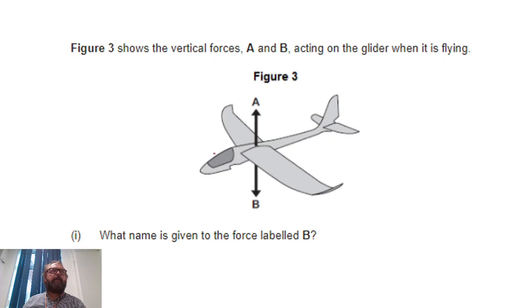Okay, next diagram is a glider, and you've got arrows for forces. It's very common to have to label these arrows or describe what the arrows are telling you, and we should be confident that this arrow, the vertical component of this force here, is the glider's weight. Better to say weight than gravity. Weight is the force that's caused by gravity acting on mass.